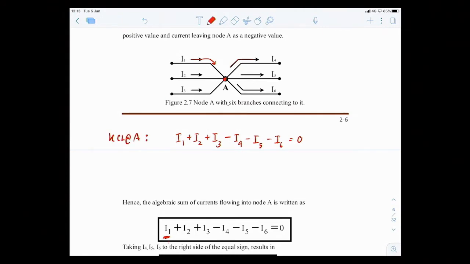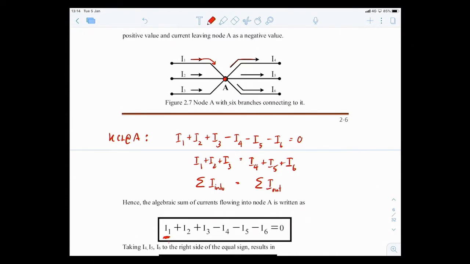If you don't like the negative sign, it would be I1 plus I2 plus I3. Change sides, so it becomes I1 plus I2 plus I3 equal to I4 plus I5 plus I6. You can realize that I1 plus I2 plus I3 is the sum of the current going into the node, and it is equal to the sum of the current leaving the node, out of the node.